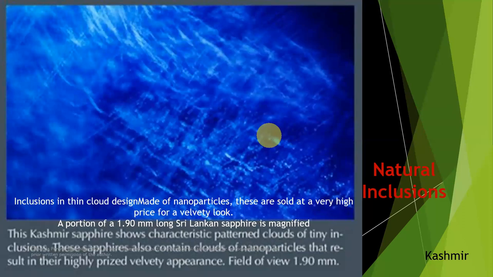This stone is from Kashmir, but Sri Lanka is very famous for this. Velvet blue. We can learn it after lesson number 50. We can learn it. Velvet look, right? This is a 1.9 millimeter long stone enlarged. It is a natural inclusion, very good, like velvet.